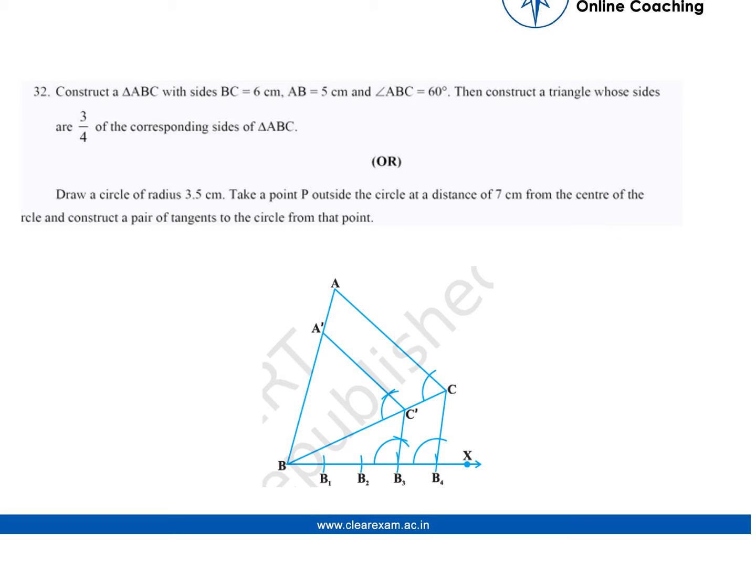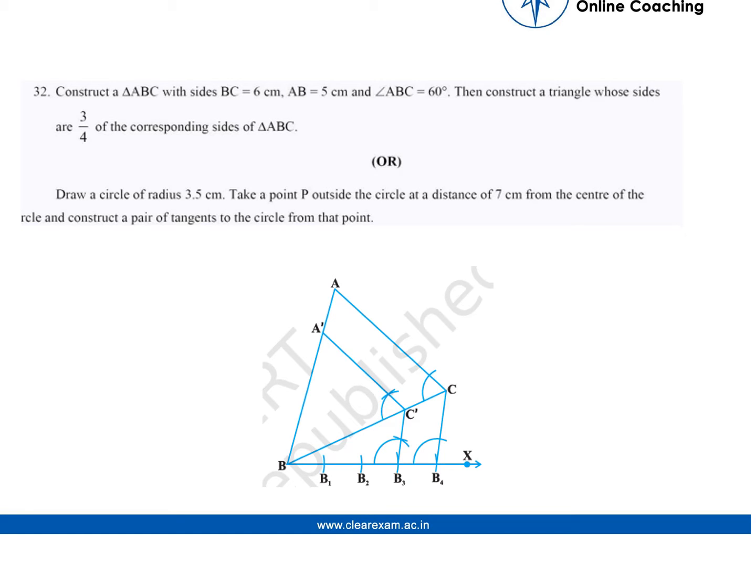Construct a triangle with sides BC equal to 6 cm, AB equal to 5 cm, and angle ABC equal to 60 degrees. Then we will construct a triangle whose sides are in the ratio 3 by 4 of the corresponding sides of triangle ABC. Or draw a circle of radius 3.5 cm.